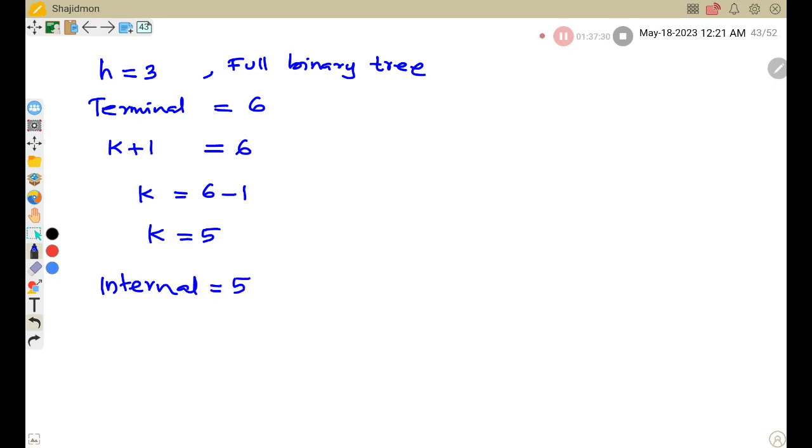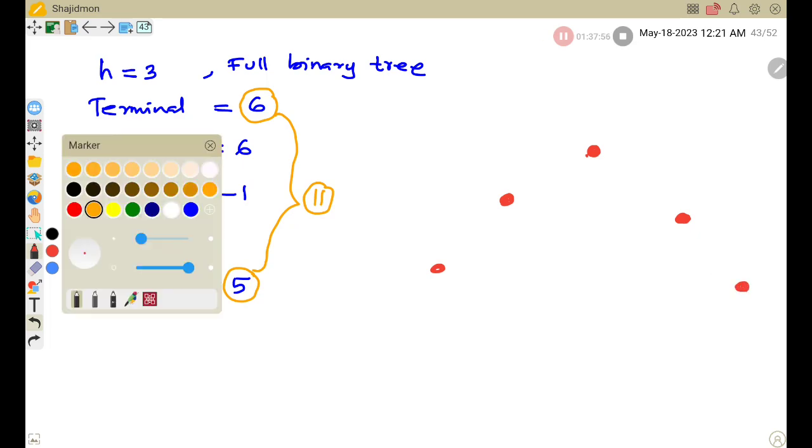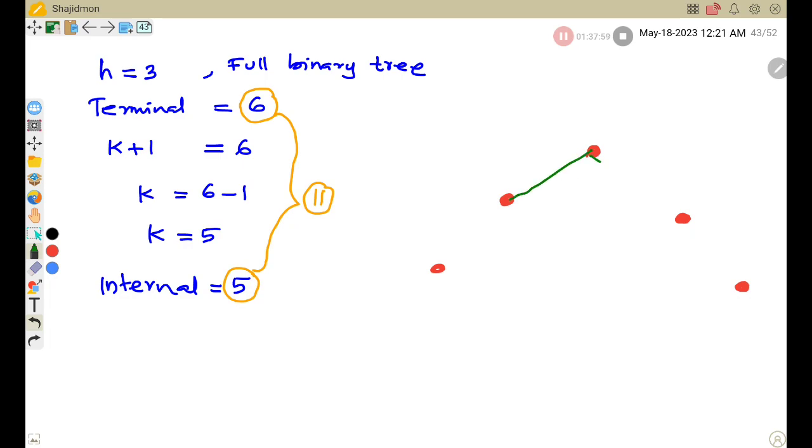So we got the numbers already. Number of internal vertices 5, number of terminal vertices 6. Totally how many vertices will be there? 11. Correct? So we need to draw a graph representing the specification. Internal vertices 5: 1 here, 2 here, 3, 4 and 5. Full binary tree, so each vertex should have 2 children, like this.